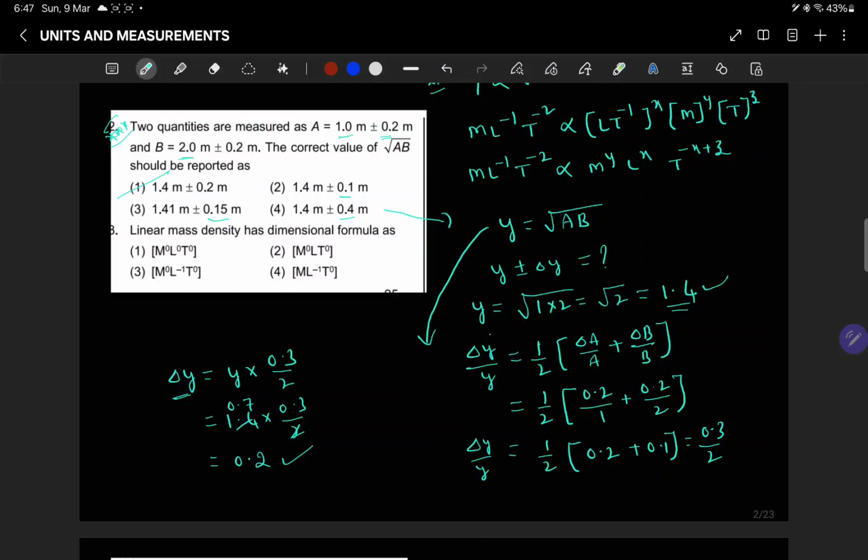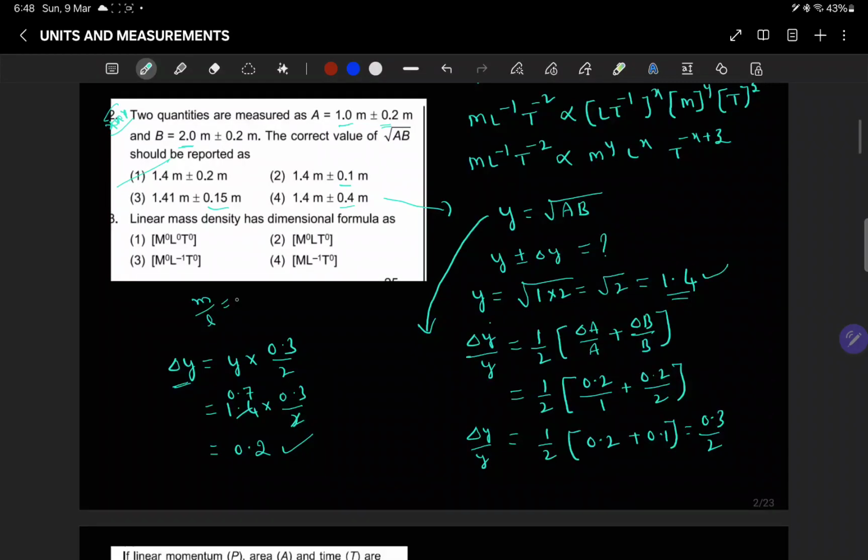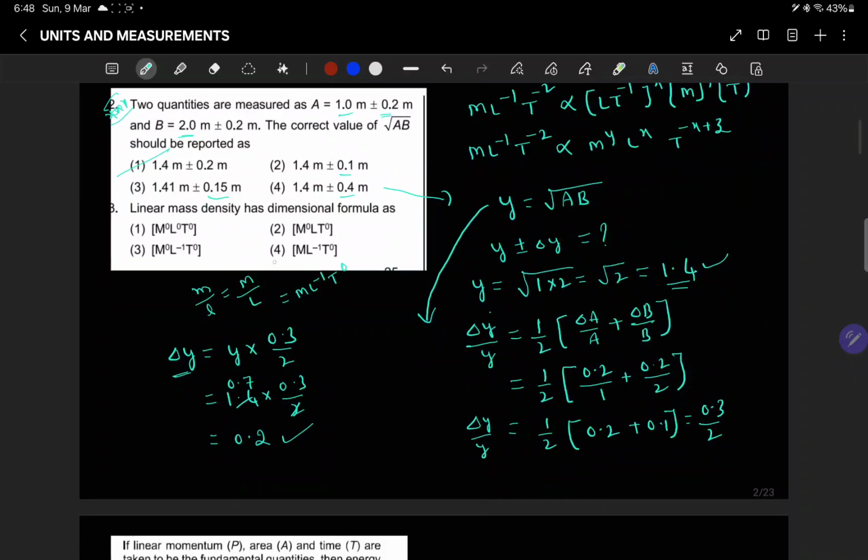Next, students, next question. It is direct only. Linear mass density has dimensional formula. Linear mass density means mass per unit length. So mass dimensional formula is capital M, length dimensional formula is capital L. So that means M L power minus 1 T power 0. The fourth option is given, students. It is an easy question only.